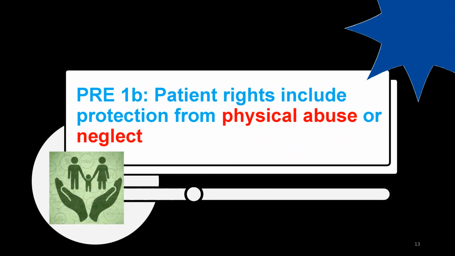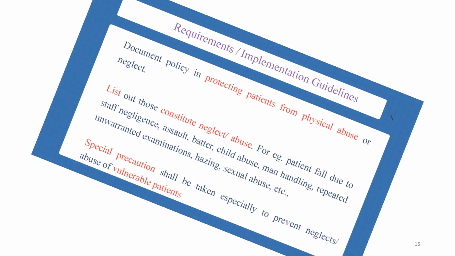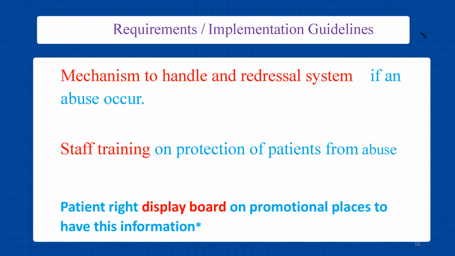Patients' rights include protection from physical abuse, to ensure that all patients, especially the vulnerable, are protected from all forms of abuse. Document a policy to protect patients from physical abuse and neglect. List out what constitutes neglect or abuse. Special precautions shall be taken especially to prevent neglect or abuse of vulnerable patients. A mechanism to handle and a retrieval system should be in place if abuse occurs. Staff training on protection of patients from abuse should be in place. Display a patient rights board in prominent places to share this information.